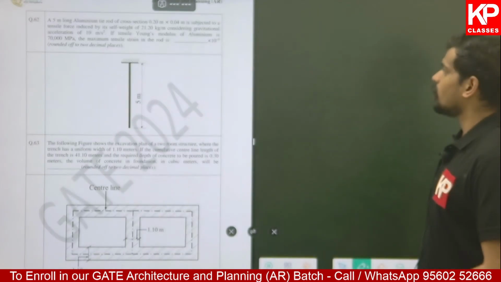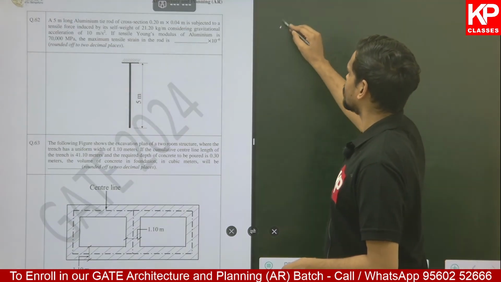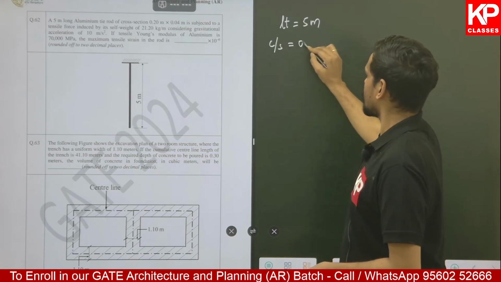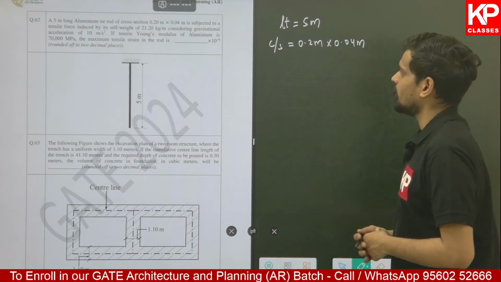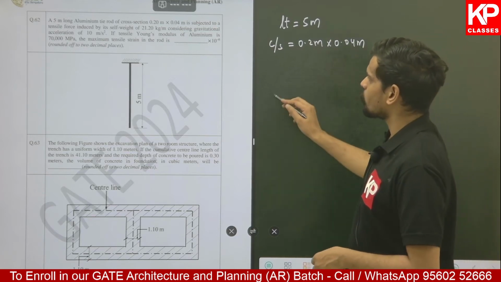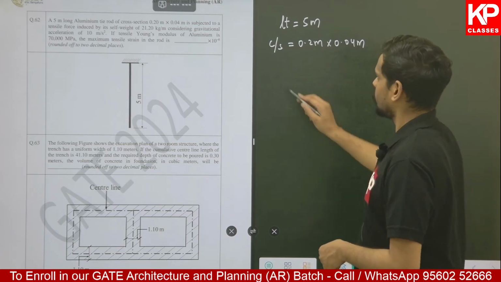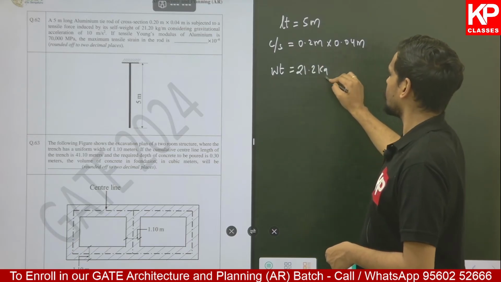A 5-meter long aluminum tie rod of cross section. So the length is given as 5 meter. The cross-sectional dimensions are given as 0.2 meter by 0.04 meter. It is subjected to a tensile force by its self-weight. So what is the self-weight it is given? The self-weight is given to be 21.2 kg per meter.